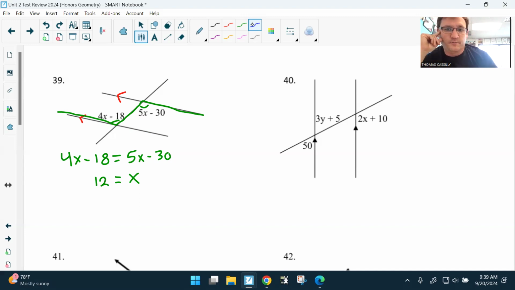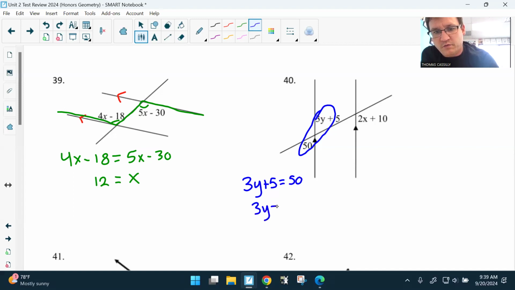All right. Now on this next one, what can we do here? I'm going to take these two. Those are vertical angles. We know vertical angles must be congruent. So I'm going to take the 3y plus 5 and say that is equal to 50. So subtract the 5, divide by 3. Well, let's do that all here. 3y equals 45. 45 divided by 3, of course, gives us 15. Okay, so y is 15.